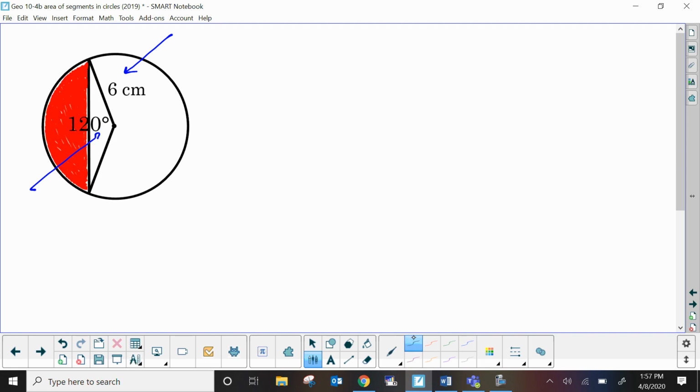Okay, so the formula, remember, is going to be the measure of the arc in degrees over 360 times pi r squared. Now remember what that does. That gives me the area of the entire sector. So that's including this triangle part right here. Then I'm going to subtract that triangle part, and I told you the formula for finding that area is 1/2 r squared sine of theta.